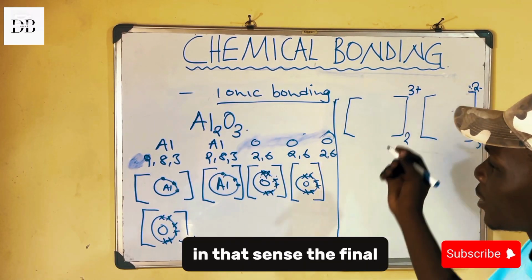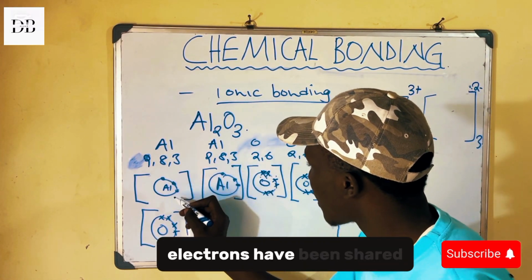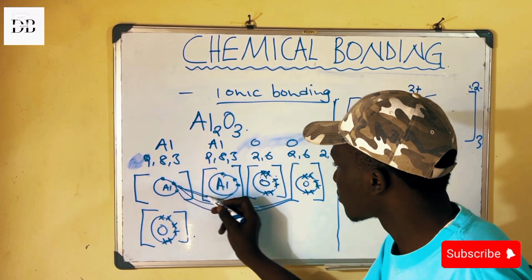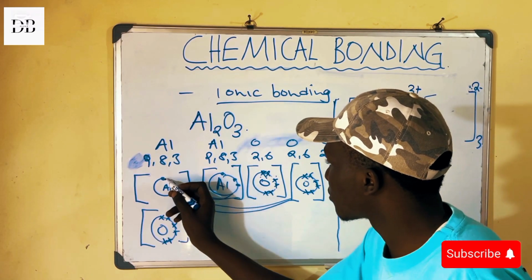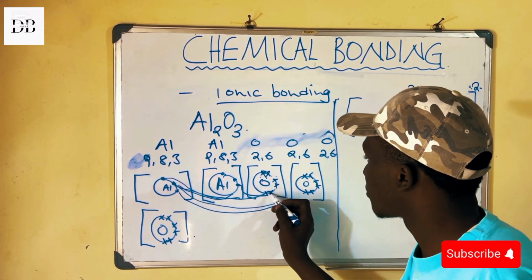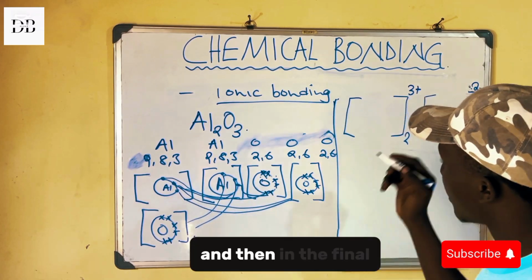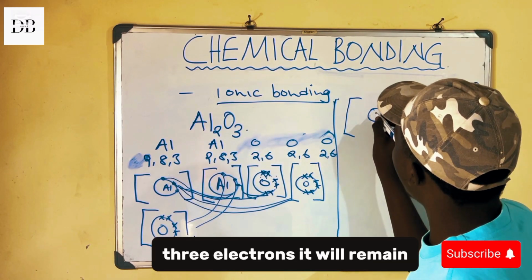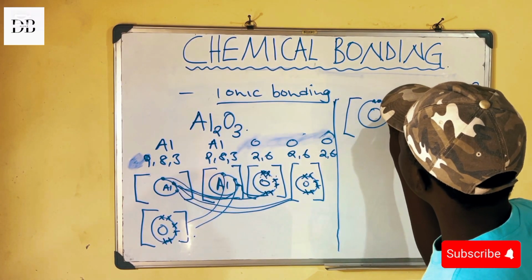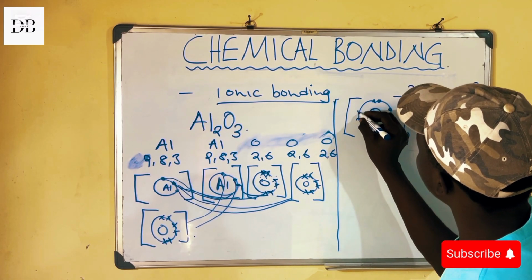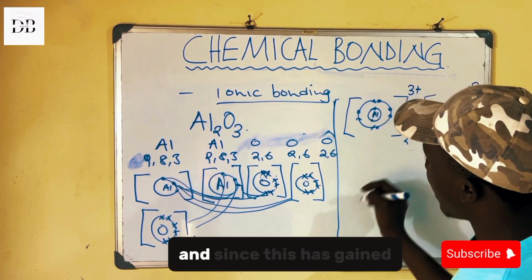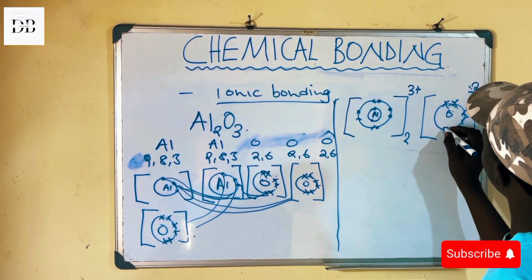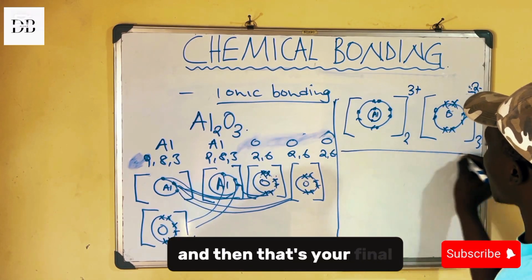In that sense, the final answer will be, since we know that these electrons have been shared, of course, showing using an arrow, you can do this. And then in the final step, you have your aluminium. Since it has lost its 3 electrons, it will remain like this. And since this has gained those 2 electrons, it will be like this. And then that's your final answer.